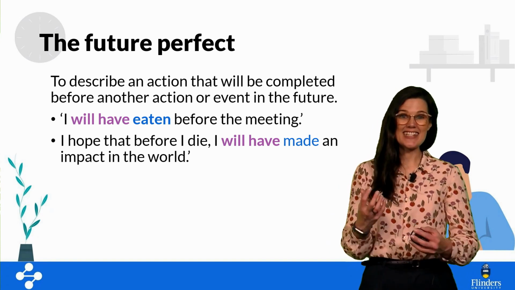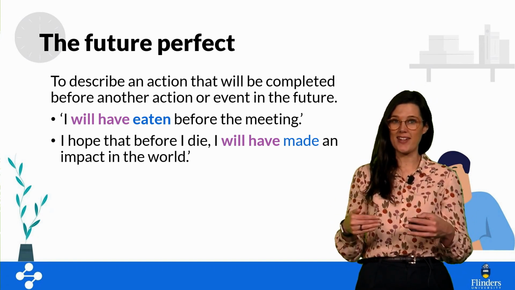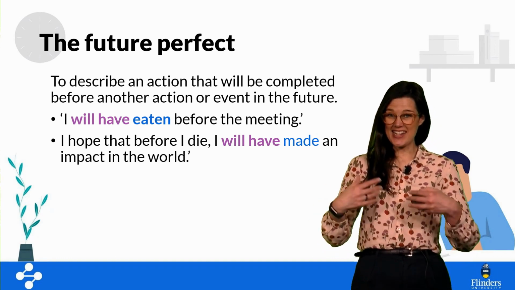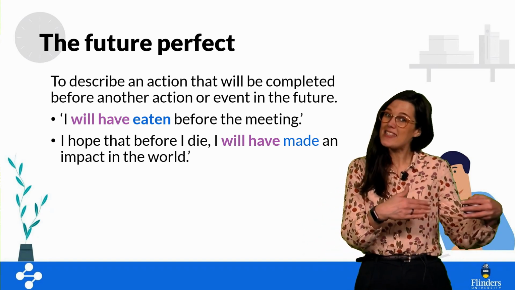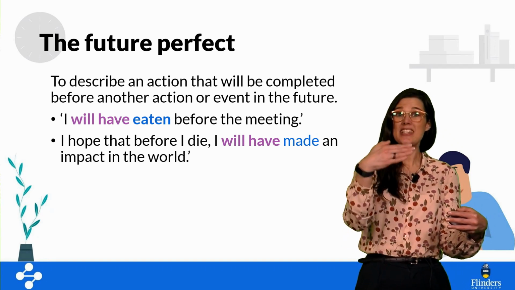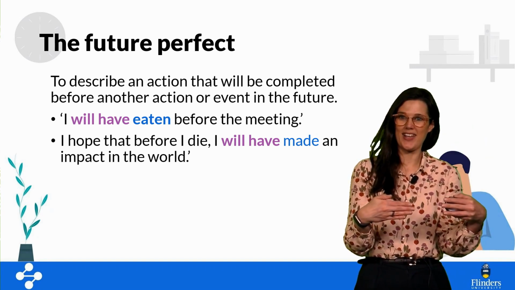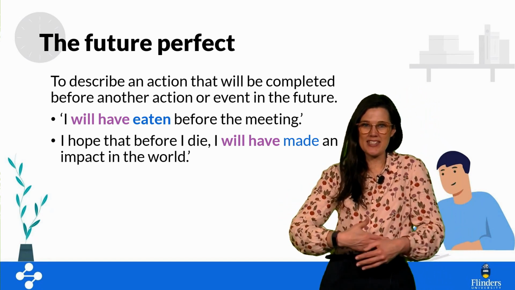So in both of these cases, again, we've got that relationship between two events. One event is happening before the other. It's just that in this case, both of those events are happening in the future. But still, even though they're both in the future, one comes first and is complete before the other one that follows. Okay, so I will have eaten. I am going to have food in my stomach.